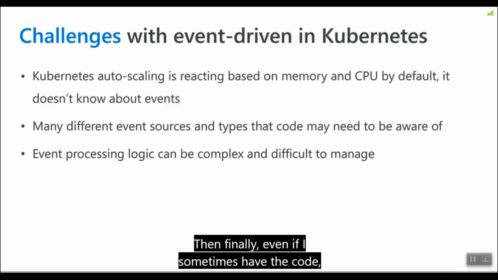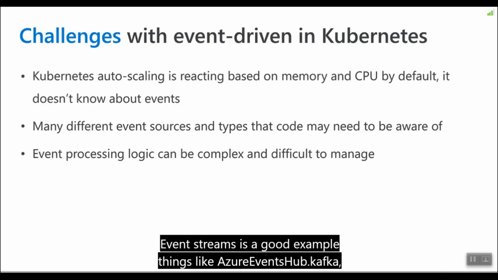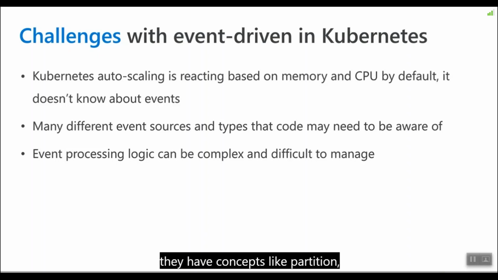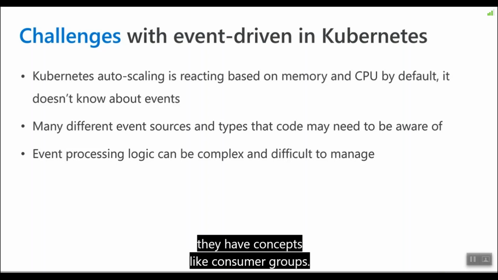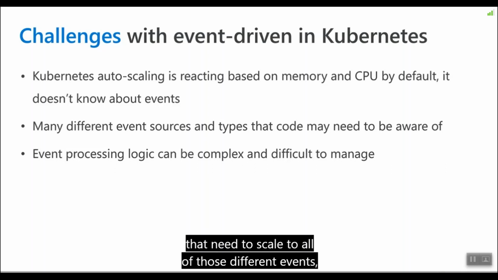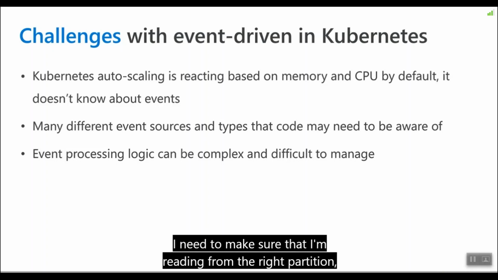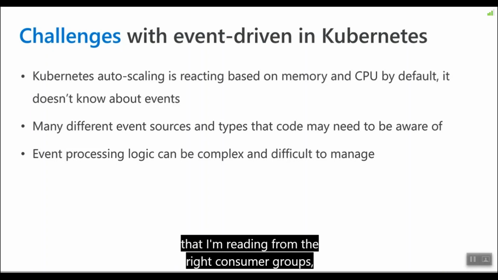And then finally, even if I sometimes have the code, that logic can be challenging. Event streams is a good example. Things like Azure Event Hubs or Kafka, they have concepts like partition. They have concepts like consumer groups. As I build scalable applications that need to scale to all of those different events, I need some kind of coordination. I need to make sure that I'm reading from the right partitions, that I'm reading from the right consumer groups. That can be some logic that you might not want to deal with.